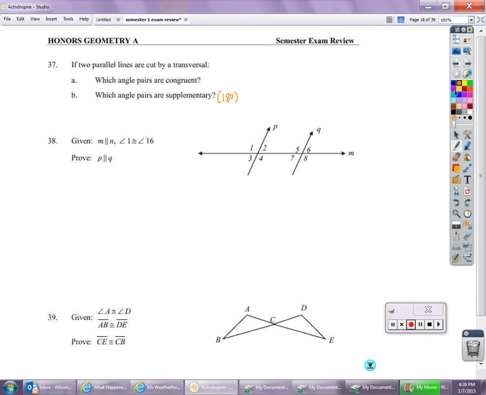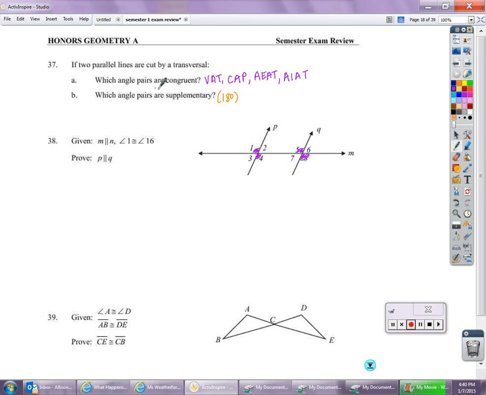Alright, so I'm going to highlight some angle pairs that are congruent. So for example, 1 and 4 are congruent because those are vertical angles. 1 and 5 are congruent because those are corresponding angles. I call that CAP. And 1 and 8 are congruent because of the alternate exterior angle theorem. And 4 and 5 are congruent because of alternate interior angle.